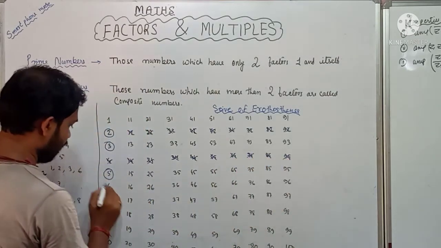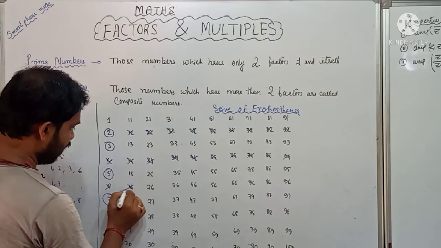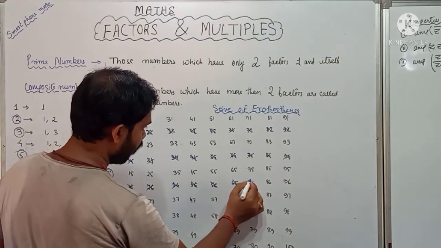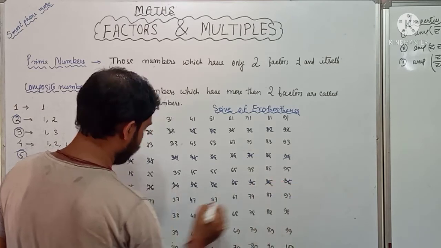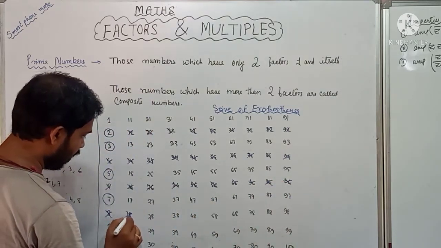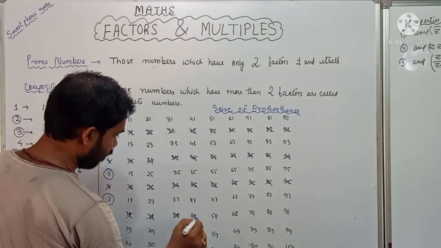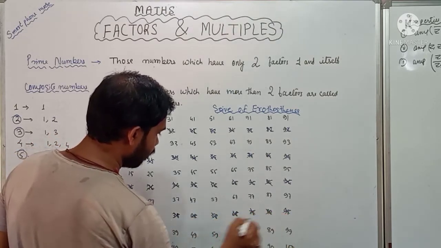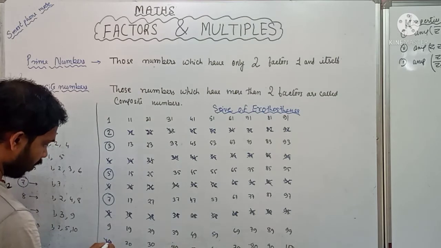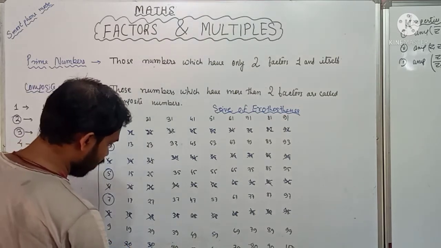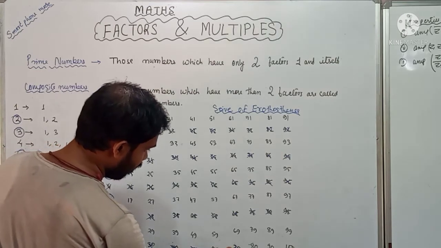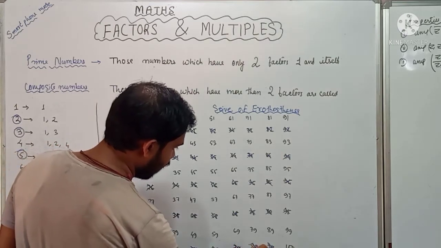We have cut out. Next is 6. So 6, 16, 26, 36, 46, 56, 66, 76, 86, 96. And next is 8. So 8, 18, 28, 38, 48, 58, 68, 78, 88, 98. And those numbers which have 0 in one's place, all those numbers will be cut out. So we have cut out all those numbers.